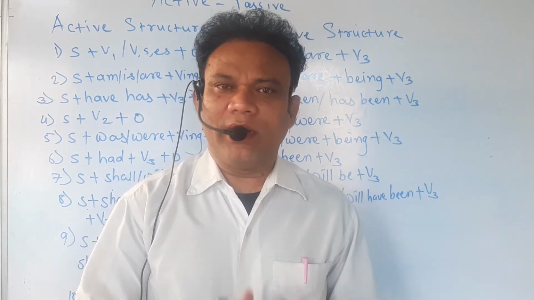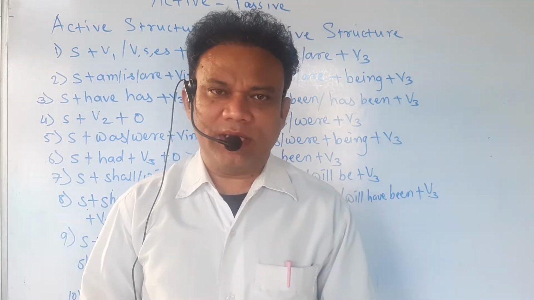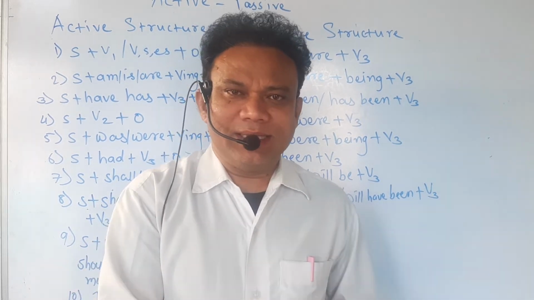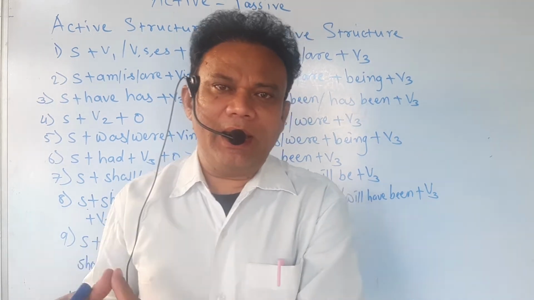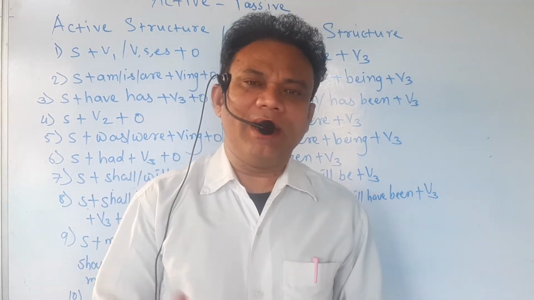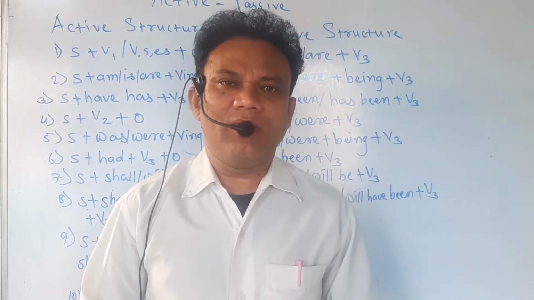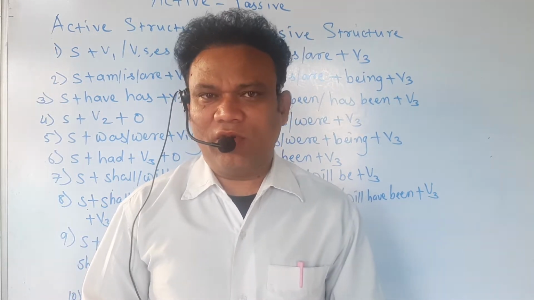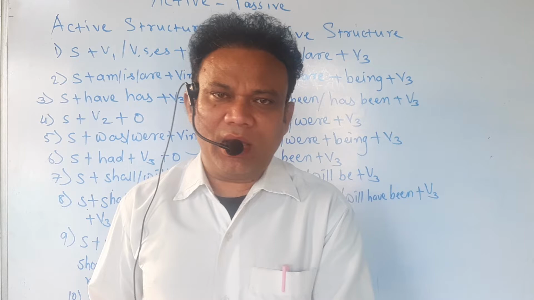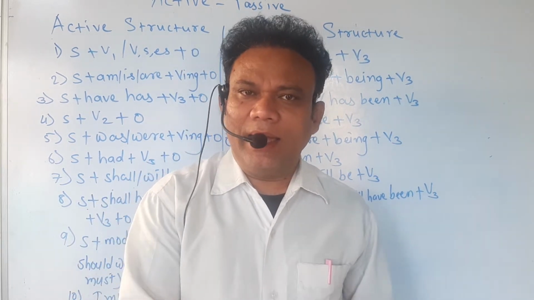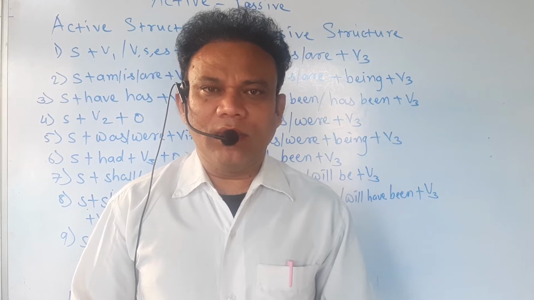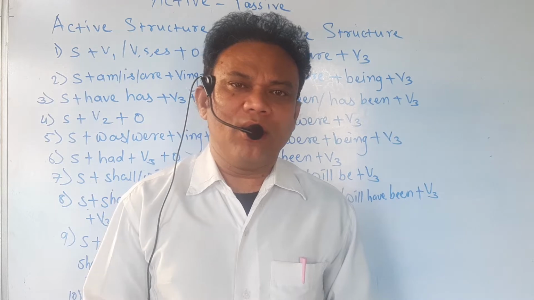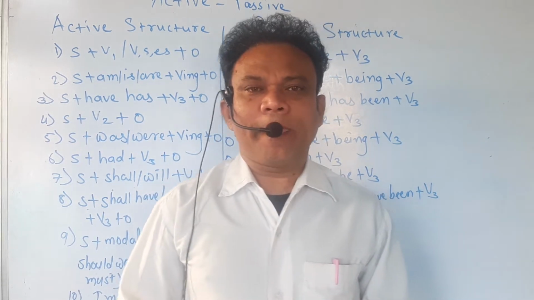Whenever we are told to convert an active sentence into passive, first of all we have to make three divisions of the sentence: subject, verb, and object. Because while converting the active sentence into passive, what we have to do? First of all, we have to use the object. For example, I ate a mango. In this sentence, I is the subject, ate is the verb, and a mango is the object. So its passive will be a mango was eaten by me.